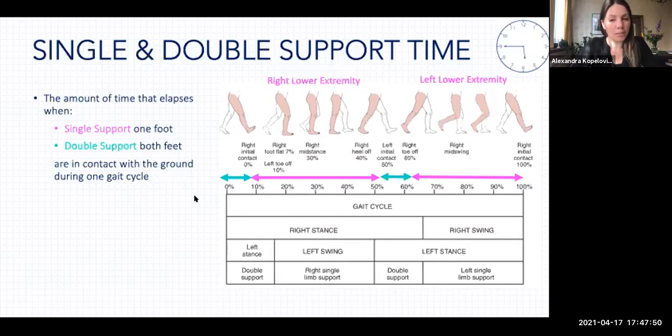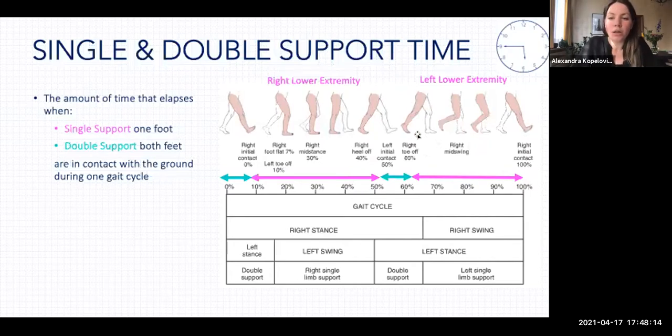There are also 2 periods of single support time. Single support time means that the patient stands entirely on only 1 foot. That commences from 10% of the gait cycle for the right lower extremity and ends at 50% of the gait cycle for the left lower extremity.